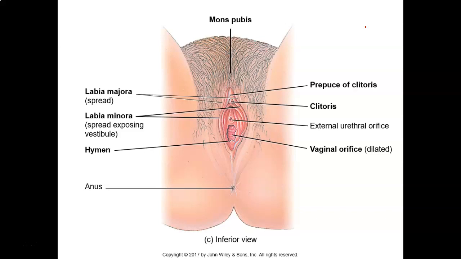Same idea with the clitoris. The clitoris is the female equivalent to the penis in males. You can see its location right here. Just like men, who have the prepuce or foreskin, colloquially called, there's also the same thing for females, the prepuce of the clitoris, or the foreskin of the clitoris, and that's right here.